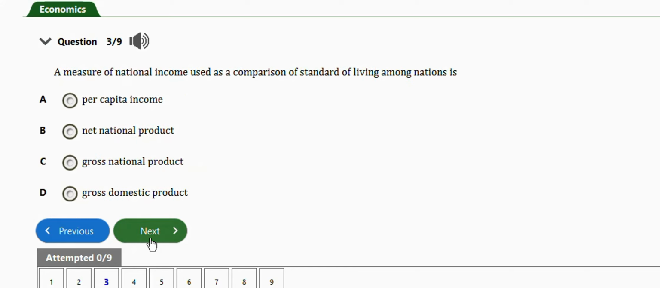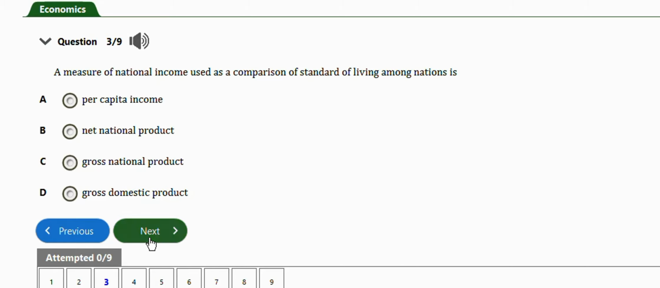Next question is this one. It says, a measure of national income used as a comparison of standard of living among nations is per capita income. Yes, so that's the right answer, guys. Take note of this question. Per capita income is a measure of national income used as a comparison of standard of living among nations.